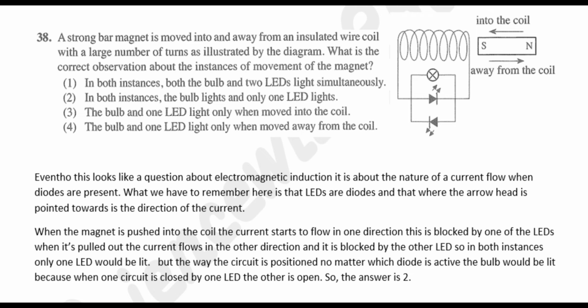So one of the LEDs is always lighting up, and the bulb is always lit. So the correct option is going to be the second option. In both instances, the bulb lights and only one LED lights.